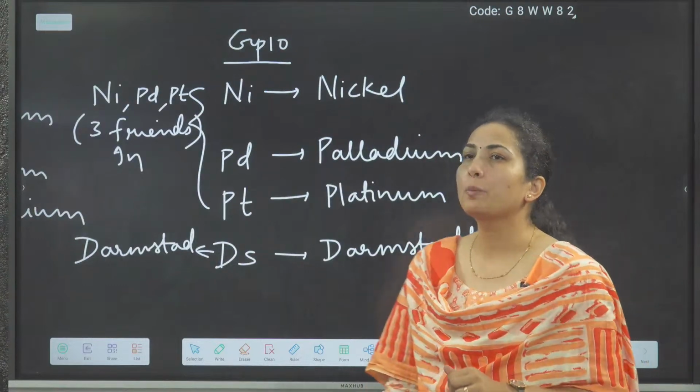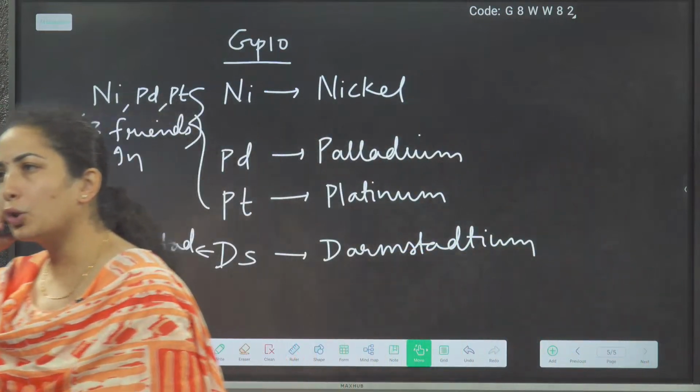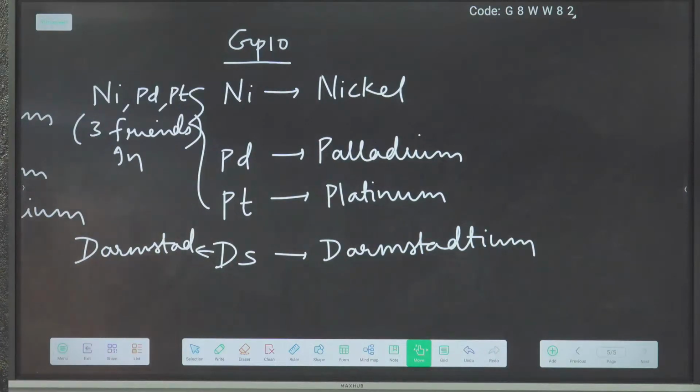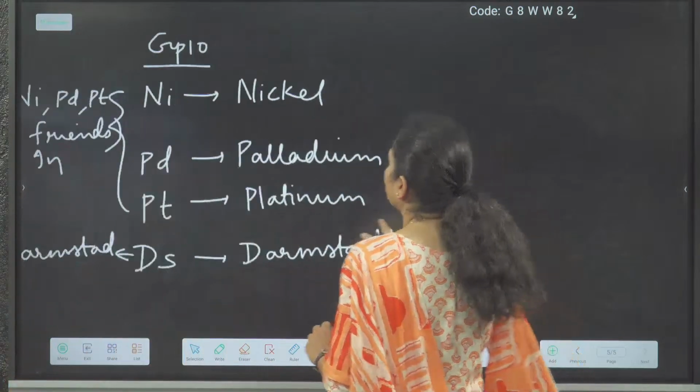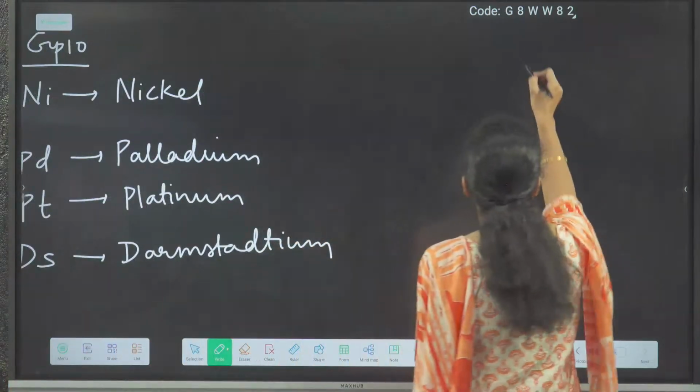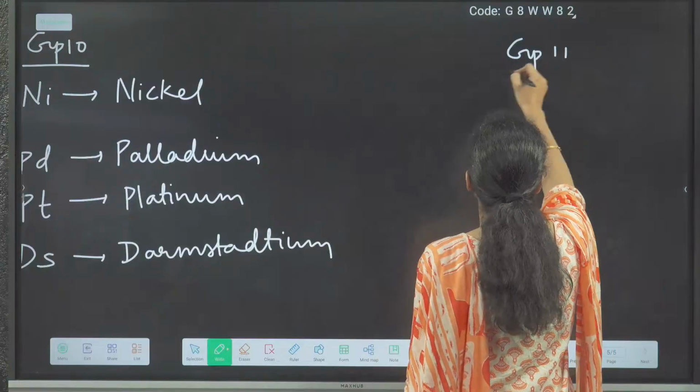Are we done writing group 10 elements here with everybody? Group 10 elements. Then group 11 over here.